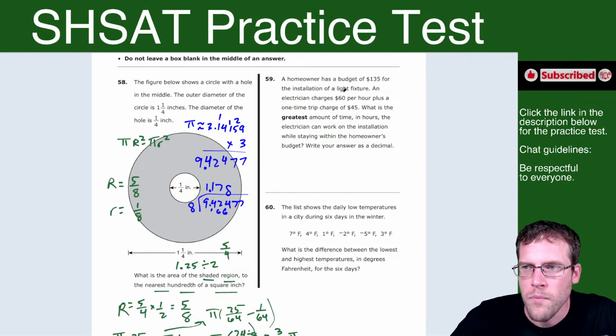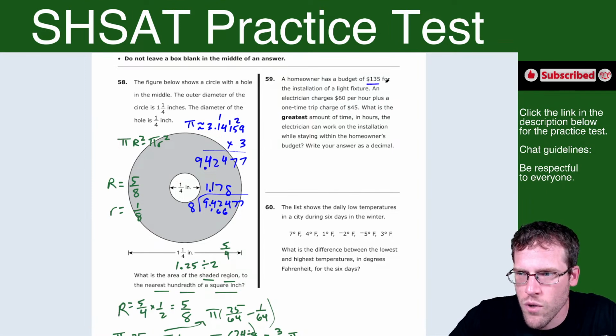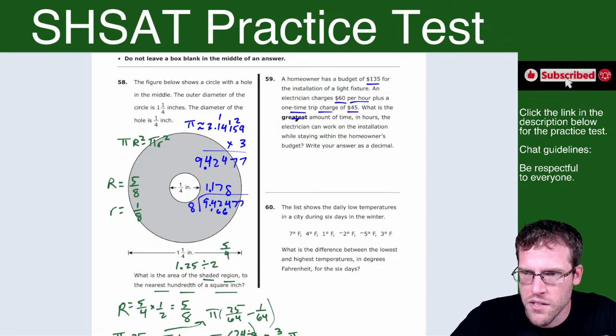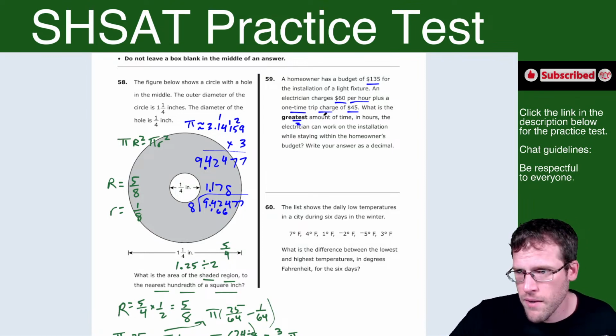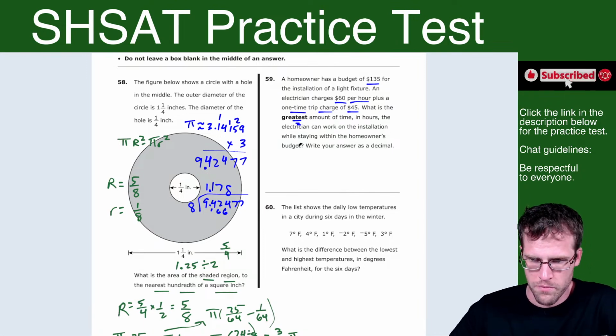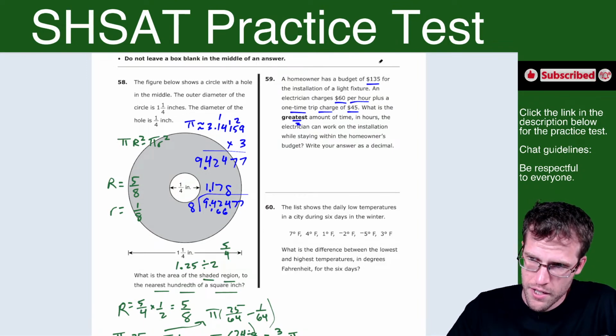A homeowner has a budget of $135 for the installation of a light fixture. An electrician charges $60 per hour plus a one-time trip charge of $45. What is the greatest amount of time in hours the electrician could work on the installation while staying within the homeowner's budget? Write your answer as a decimal.